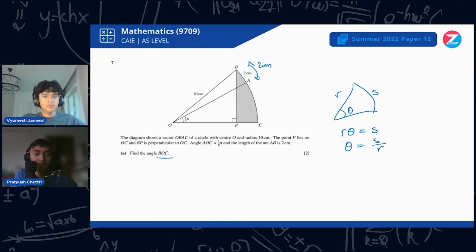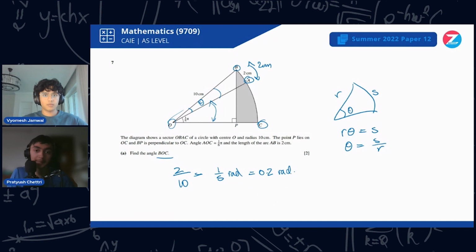So our angle here, BOC. Wait a second, I've underestimated this. Okay, first we need to find this angle, then add it to this angle. But this angle is easy to find because that's what I've just mentioned. We're given the arc length. So 2 over radius 10 equals 1/5 of a radian, 0.2 radians.